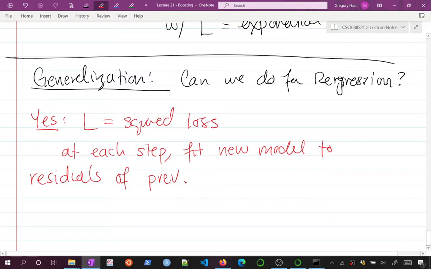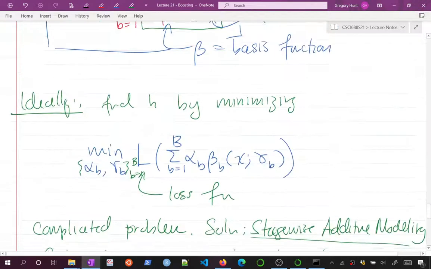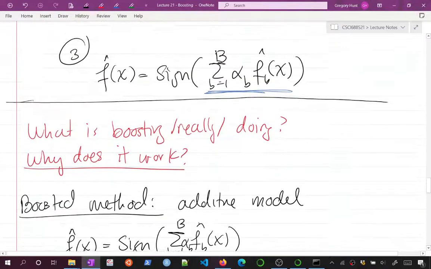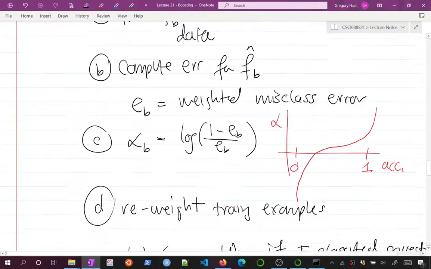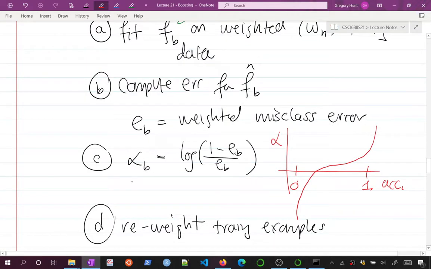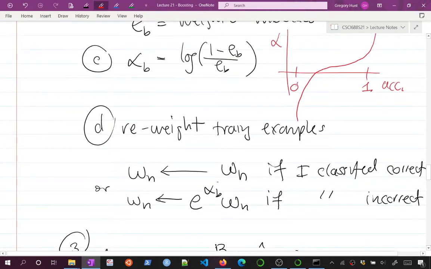So let's just go back up to the Adaboost algorithm. The Adaboost algorithm reweighted the training examples. It fit the model, computed the errors, and then it upweighted the examples we got wrong. You can understand that process as forward stage-wise additive modeling where your loss is an exponential loss. If you do that, this is basically an approximation of that algorithm.